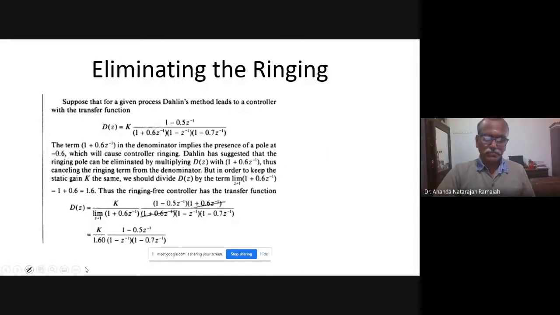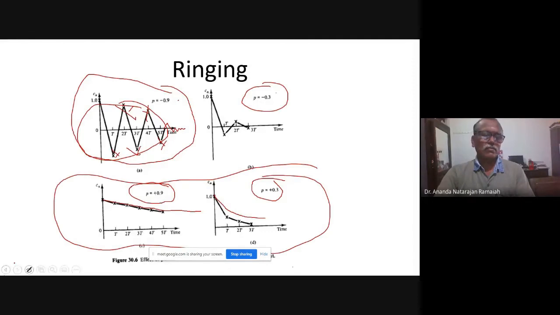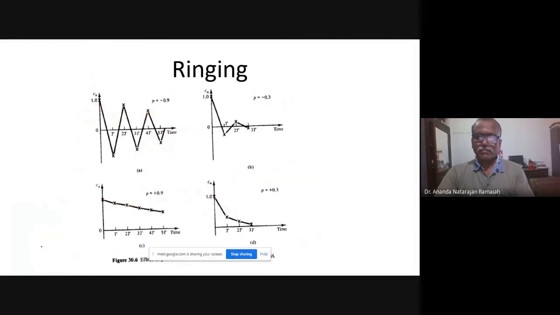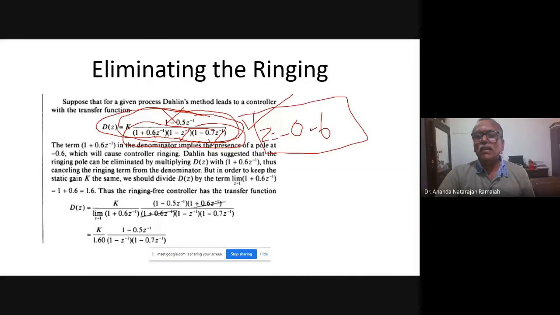Next, it has positive pole, positive 0. No need to worry about 0. Only we have to see the poles. Here, positive pole, positive pole. This is negative. So 0.6 is the negative pole. Minus 0.6 is the negative pole. That's why it will give ringing effect. How to remove this ringing effect?